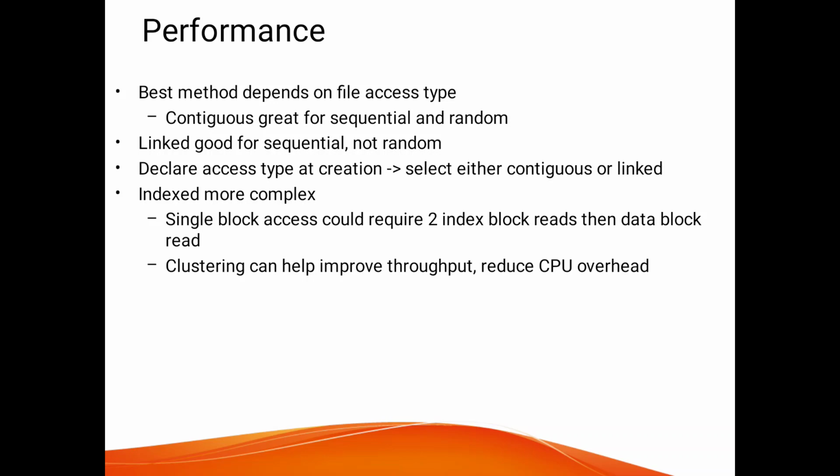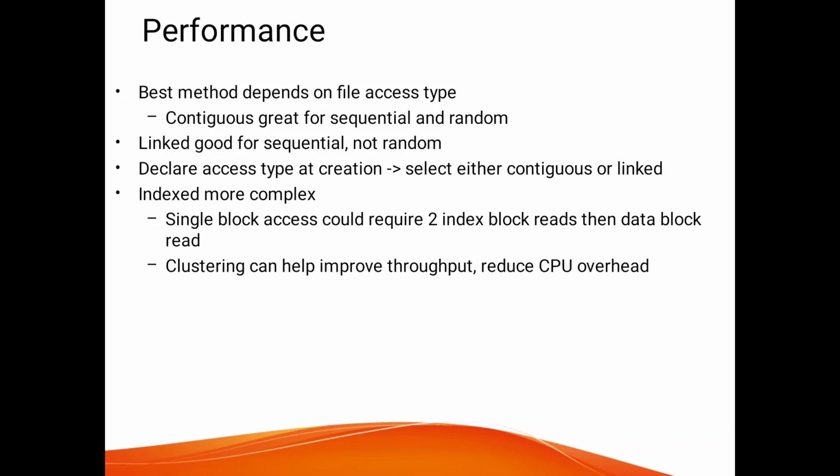And the performance, the best method depends on the file access type. So contiguous is great for sequential and random. The linked is good for sequential, not random. The declared access type at creation, select either contiguous or linked.